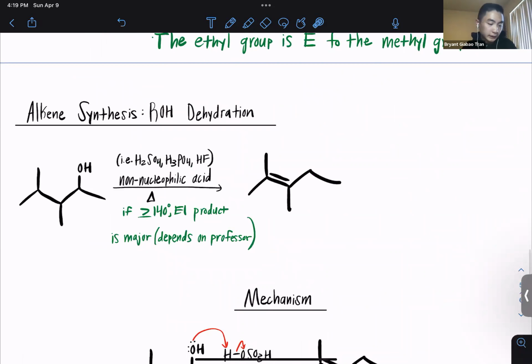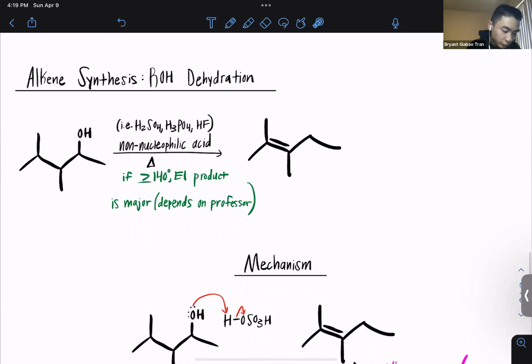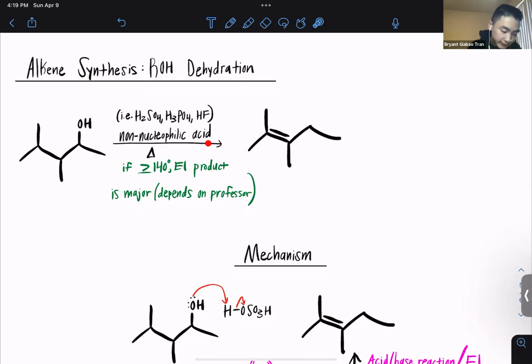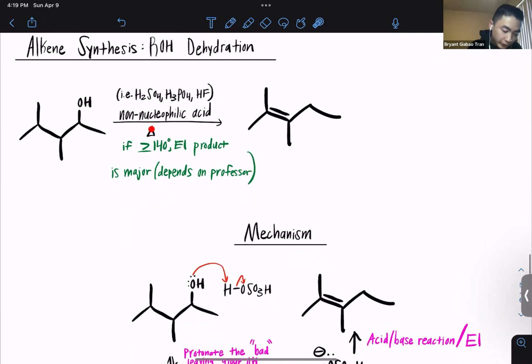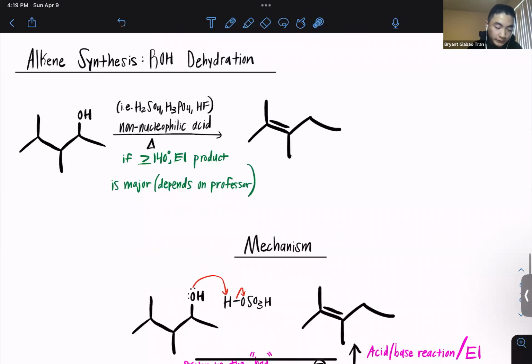And for the next reaction, we have alcohol dehydration, where we use a non-nucleophilic acid like H2SO4, H3PO4, or HF to undergo this reaction. And if you're given heat, where the heat is equal to or above 140 degrees Celsius, then the E1 product will be favored. If you have Nisiri, or if you have a different professor, I would check their notes.